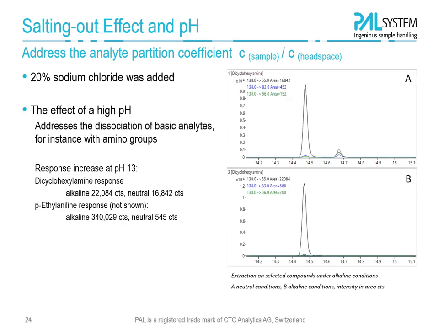A similar situation is seen with high pH values. For this purpose, we added sodium hydroxide to the sample to get a pH of about 13. Basic analytes like those with amino groups show an improved response, or they get detected at all. Dicyclohexylamine and ethylaniline only show a low response at neutral pH in the sample, and here they get significantly better detected at a pH of 13.